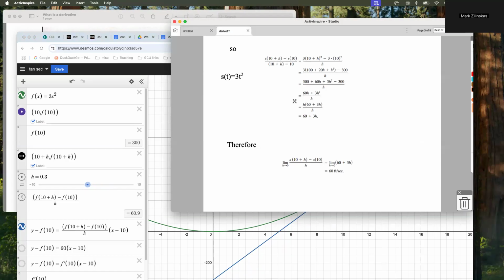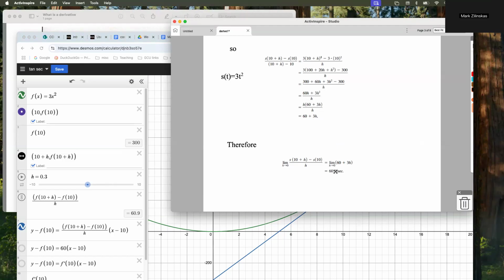So if I go back to my algebraic expression over here, and I take that limit of this expression right here, this is just simplified. Remember, 10 minus 10 gives me just h. So if I take that secant line and take the limit as h approaches 0, this expression just simplifies to 60 plus 3h. Now I evaluate that limit as h approaches 0. I use substitution. I get that limit is 60.